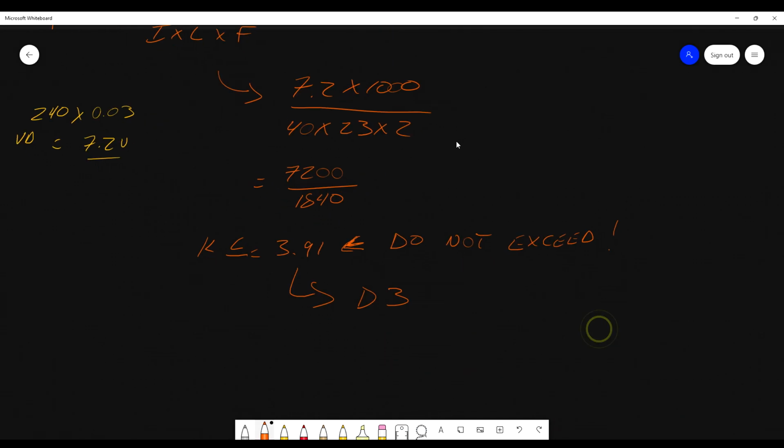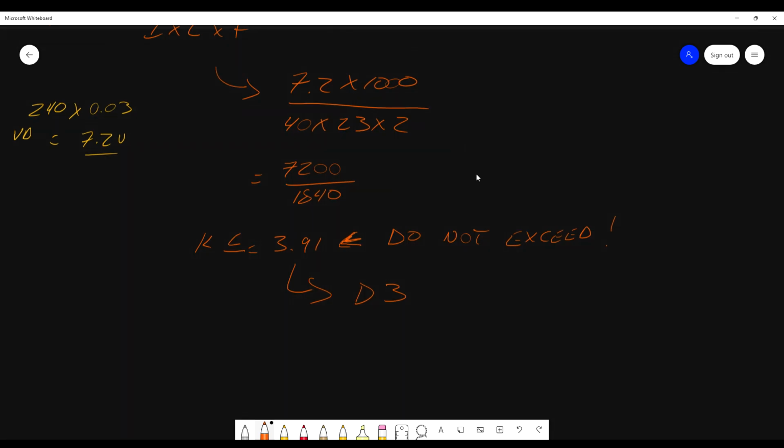So therefore, a number 8, which is equal to 2.54. Remember, you cannot exceed. It has to be less than or equal to 3.91. If you want to use an even bigger wire, that's up to you, but this is the minimum. That's your minimum size. You want to use a number 6, knock yourself out, but this is the minimum.